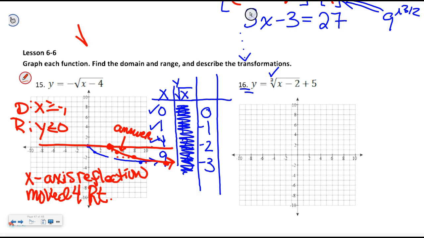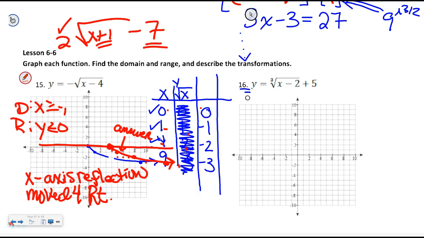Maybe it'll be the square root of x plus 1 minus 7. You're going to do the parent function, which is always 0, 0, 1, 1, 4, 2, 9, 3. Then you'll double everything. You'll go graph it, and you'll move everything 1 to the left and 7 down, and you'll have your new parent.